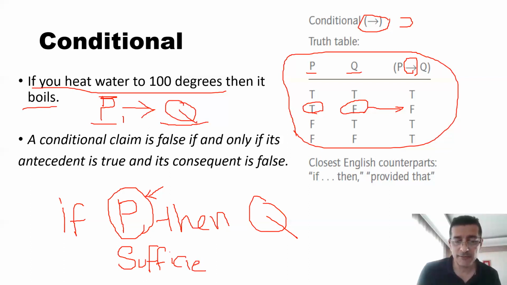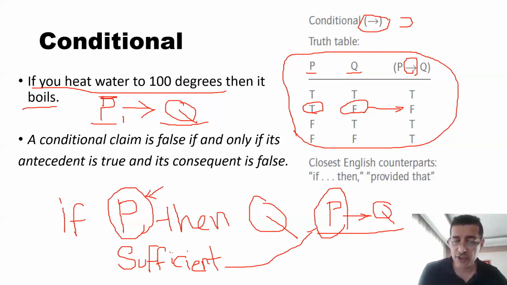Let me finish this. I guess I'm suffering from some problems, and I have to write the whole thing. All right. So if P, then Q, which is represented by P arrow Q, how do we read this? We just read it like if P, then Q. So when I write it like this, then I understand that this is the antecedent. Definitely, this should be the sufficient condition.